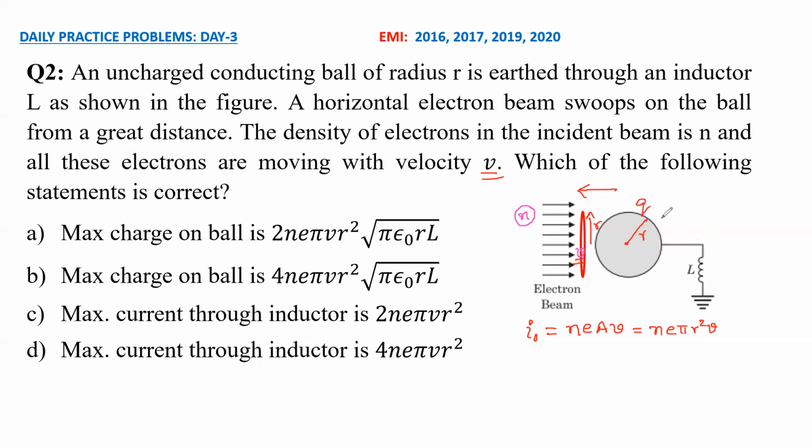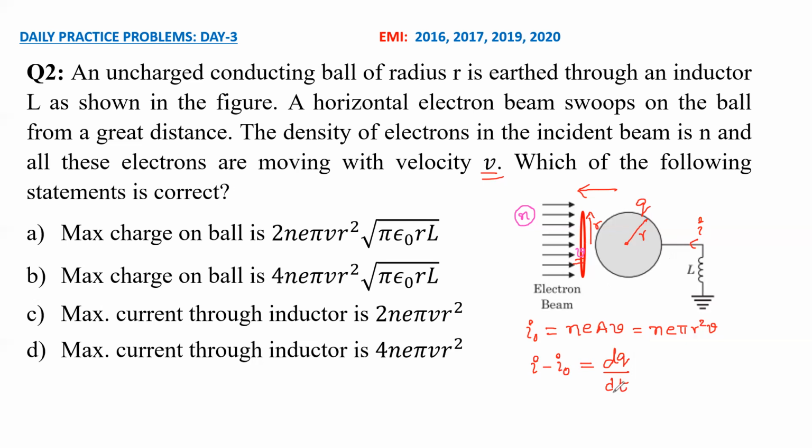Now at any time let the charge be q and the current from the ground be I. So here we have to understand that for the sphere, the incoming current is I and the outgoing current is I naught, and that is equal to dq by dt. Because if I were equal to I naught, the charge on the sphere would remain constant.